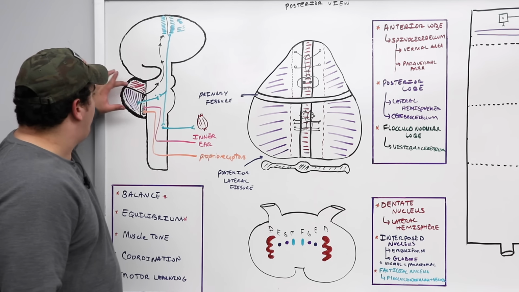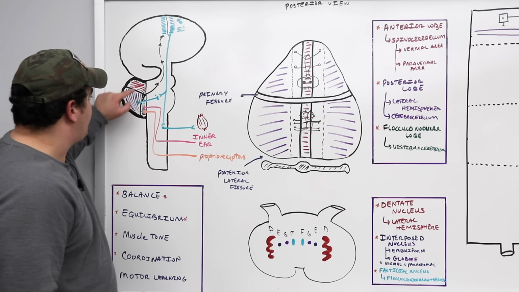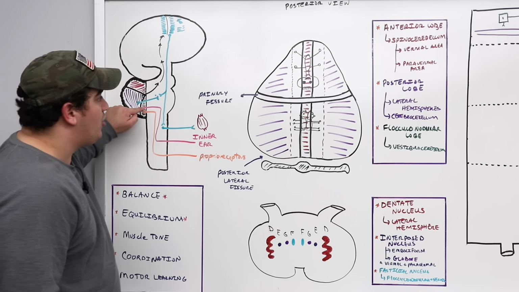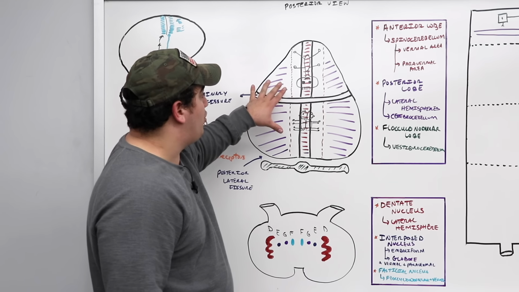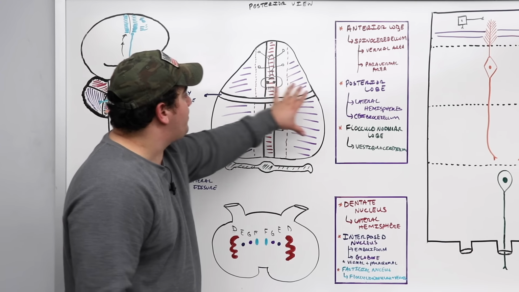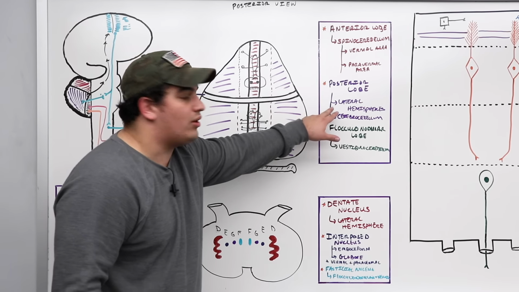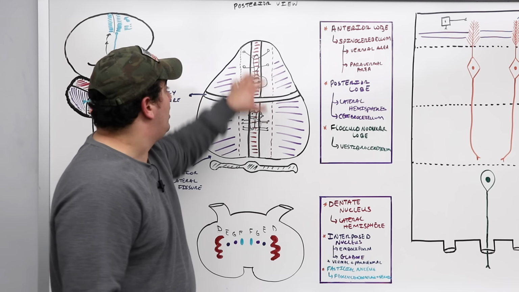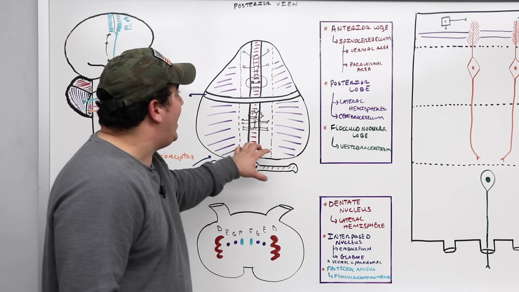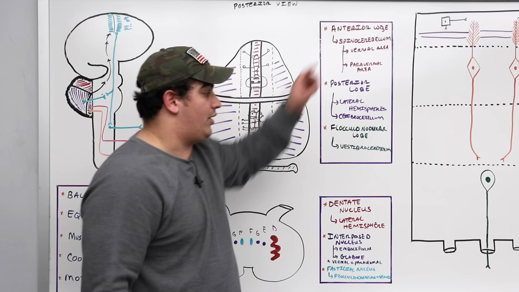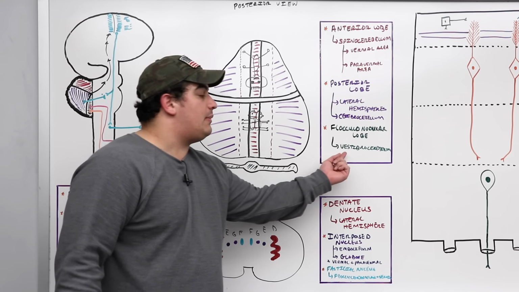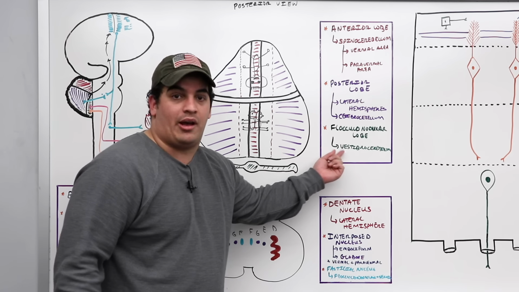If we take it, we have the primary fissure and the posterior lateral fissure, anterior, posterior, flocculonodular lobe. Looking at it in the functional anatomy, the lateral hemispheres are going to be particularly for the posterior lobe, right? The cerebrocerebellum. The vermal and paravermal area is going to be for the spinocerebellum of the anterior lobe. And the flocculonodular lobe is going to be specific for the vestibulocerebellum.